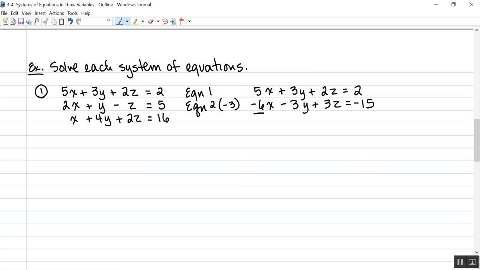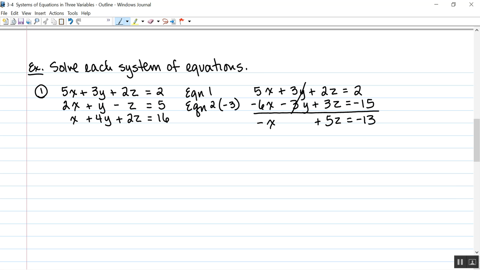And now I'll add those two equations. That's going to give me a -x, and notice my y's cancel. That's good. I want that to happen. Plus 5z equals -13. So now I have one equation with just an x and a z. That's good. Now I want to use another pair of equations, two other equations, and eliminate y from those two.